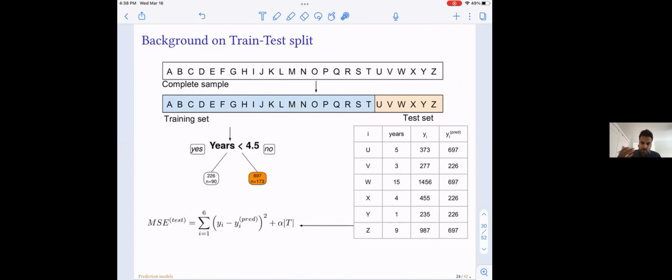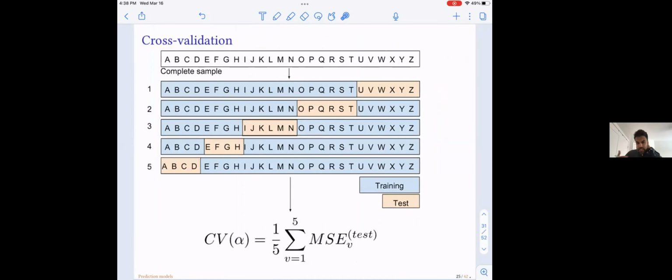Okay, and so there's many variations on this, but one of the key points is that this is kind of what happens. And this can be generalized. So that was one random split, and we can do this again and again for different splits. So in this example, this is what we call 5-fold cross-validation.